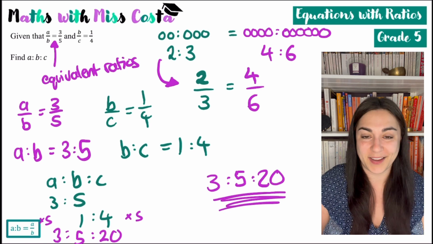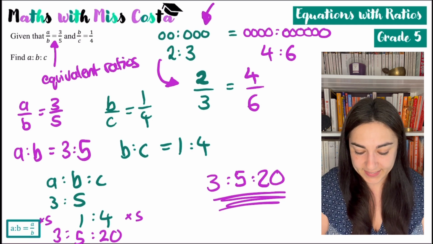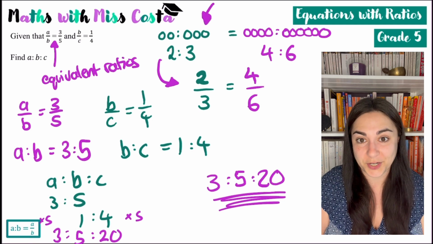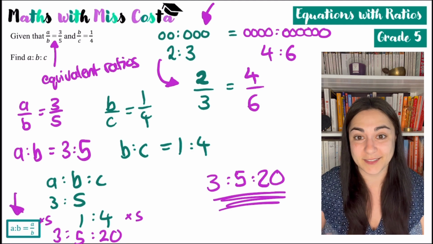There is another way where you could turn it into equations, but for the purpose of this, the key message is you can turn, if they are equivalent ratios, whatever the ratio is, like it says here, A to B is equal to A over B.